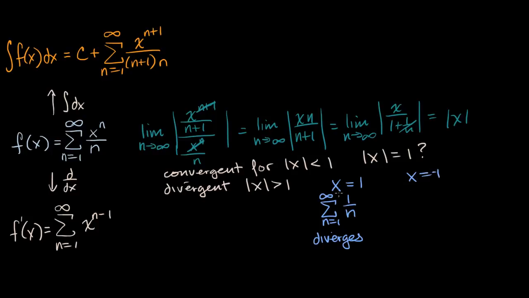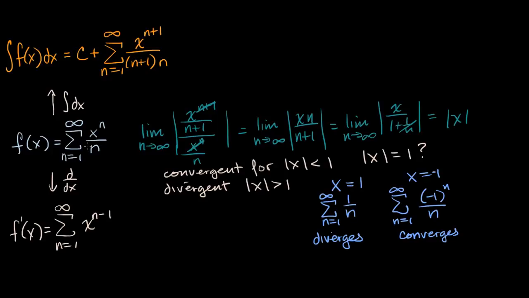When x equals negative 1, this thing becomes the sum from n equals 1 to infinity of negative 1 to the n over n. And this is often known as the alternating harmonic series. And this one, by the alternating series test, actually converges. And we've seen that in multiple videos.